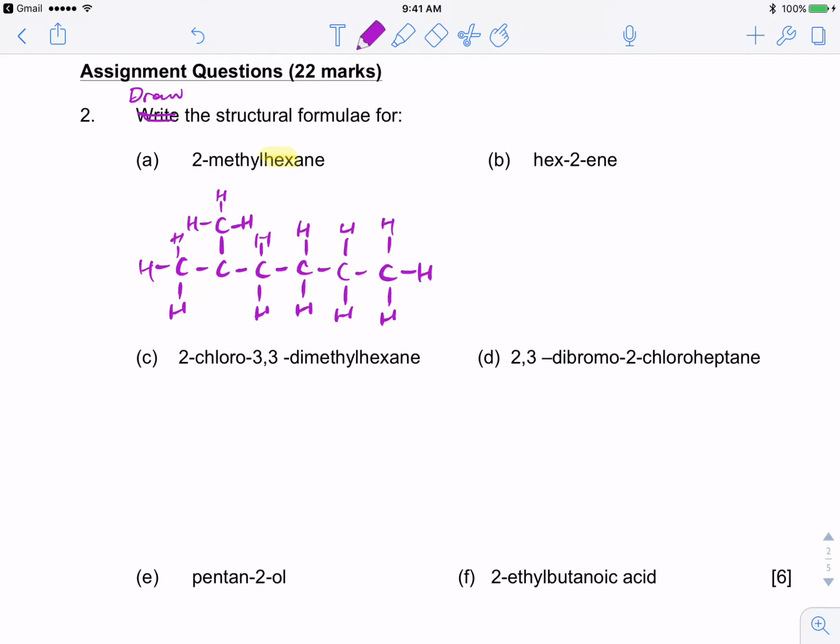This is the final answer. No, I left one hydrogen out. Okay, so this is the correct answer.